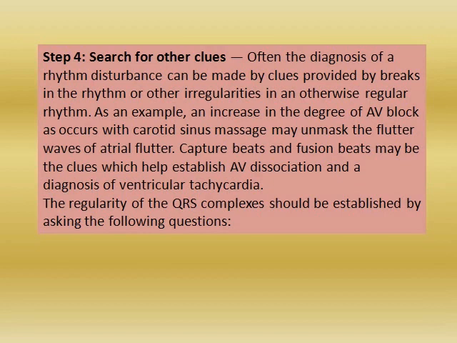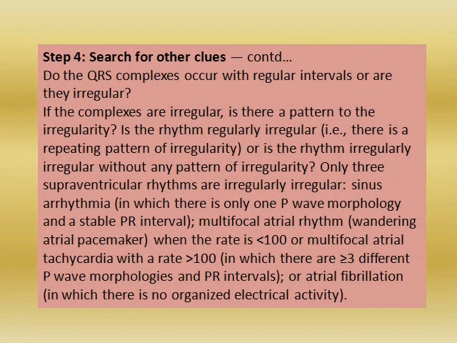The regularity of the QRS complex should be established by asking the following questions. Do the QRS complex occur with regular intervals, or are they irregular? If the complexes are irregular, is there a pattern to the irregularity? Is the rhythm regularly irregular, that is, there is a repeating pattern of irregularity, or is the rhythm irregularly irregular without any pattern of irregularity?